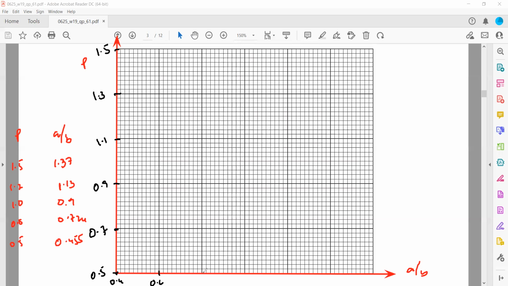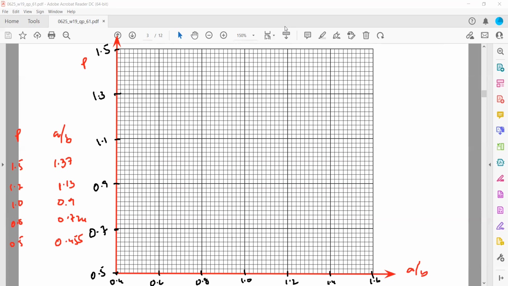So if it is 0.6, 0.8, 1.0, 1.2, 1.4, and then 1.6. Now we have the values when P is equal to 1.5. This is 1.37.